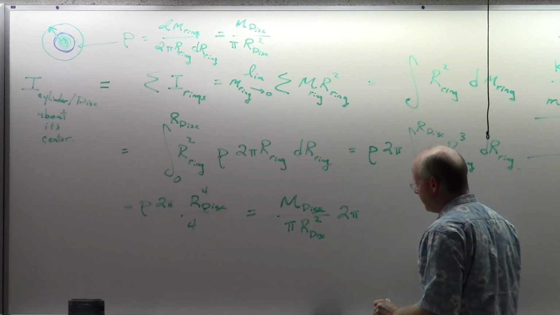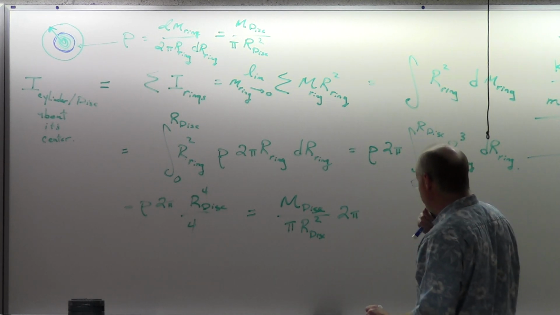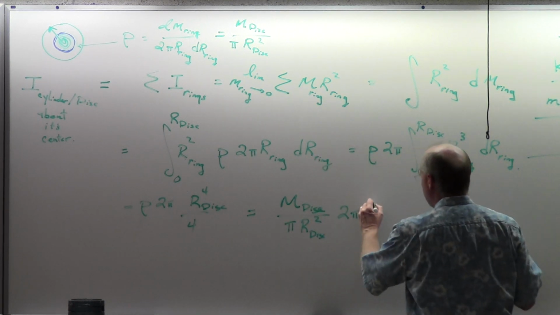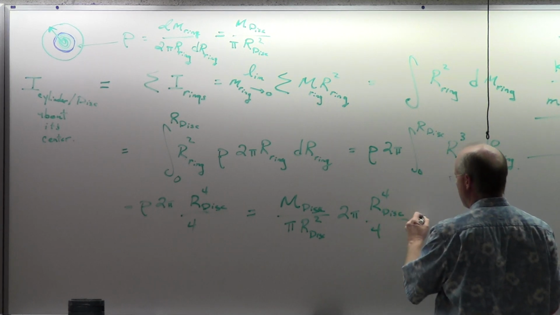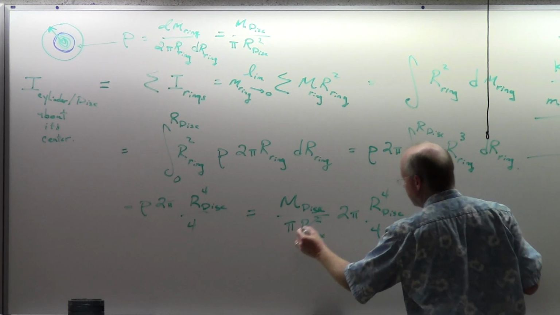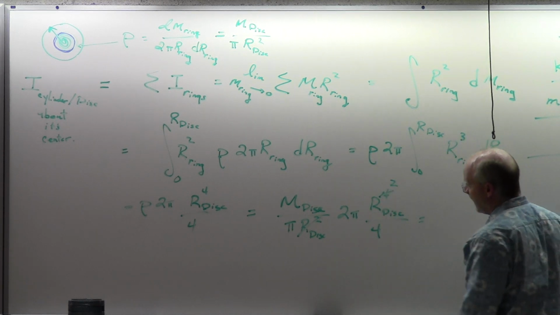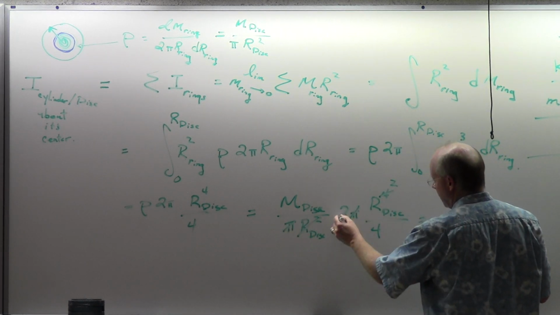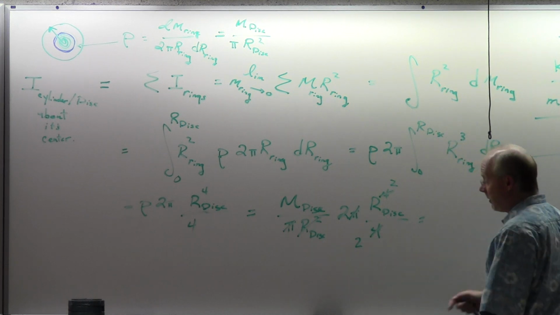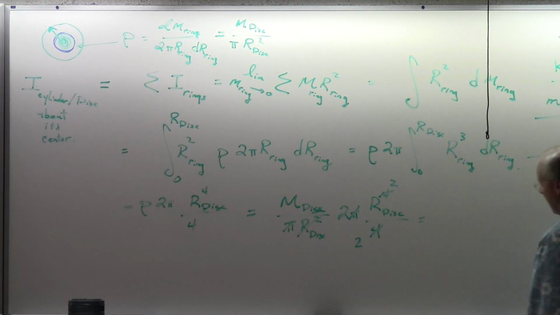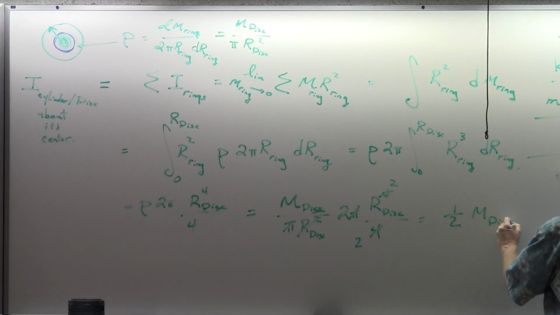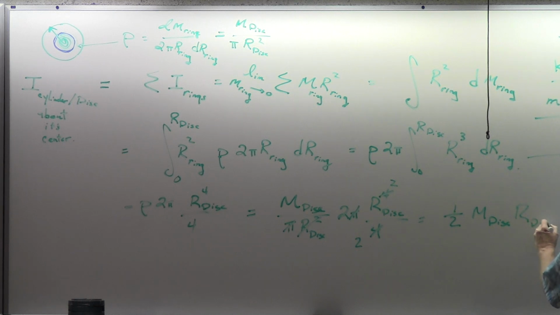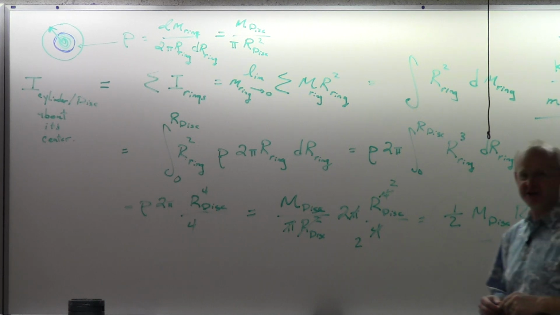I've got the 2 pi. Then I've got the r to the 4th power of the disk. And then I've got r to the 4th. So 2 of these downstairs cancel off. The pi's cancel off. And at least that 2 with a partial of the 4 cancel off. And you end up with 1/2 times the mass of the disk times the radius of the disk squared. Ta-da! And so there's the moment of inertia.